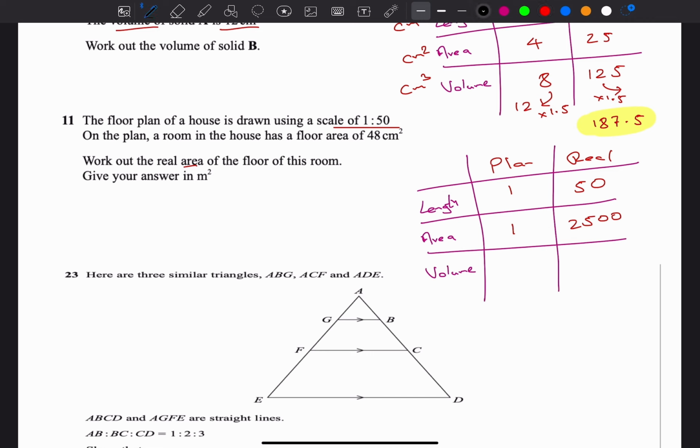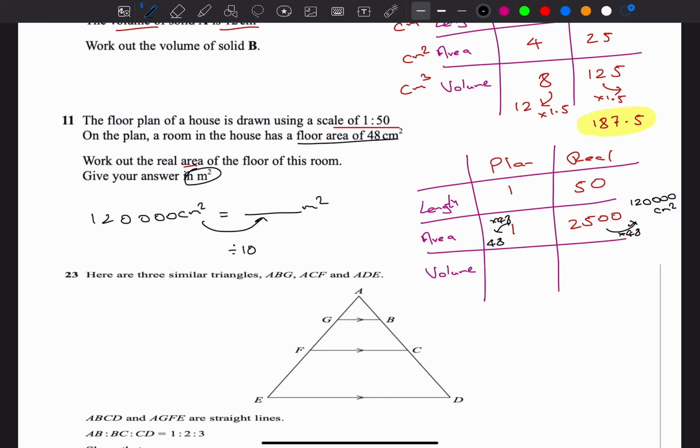They tell you the plan is 48, so 1 goes to 48, times it by 48. This one you times by 48 as well. So 2500 times 48 is 120,000. But the problem is it's 120,000 centimeters squared. They want it in meters squared. So if I convert it to meters squared, remember, centimeter to meter, you divide by 100.